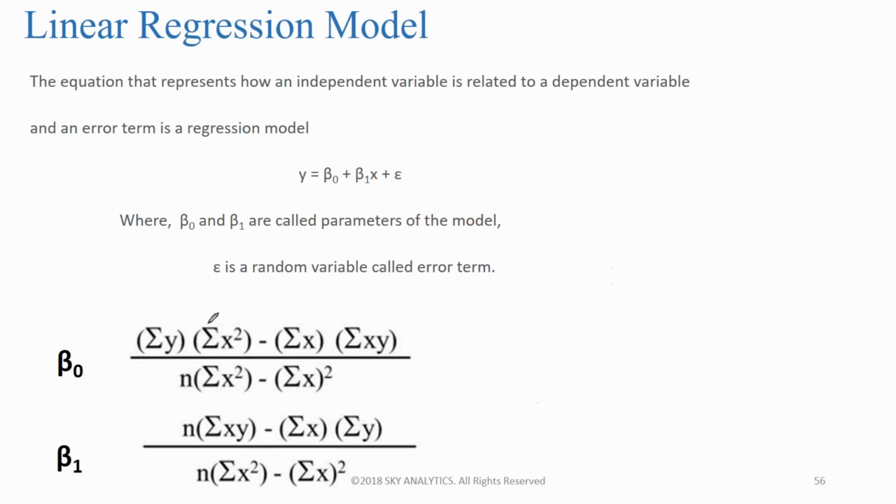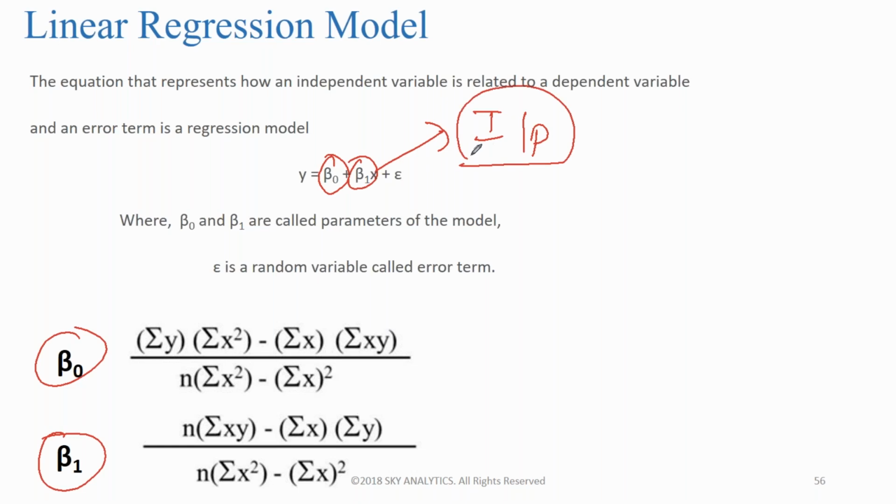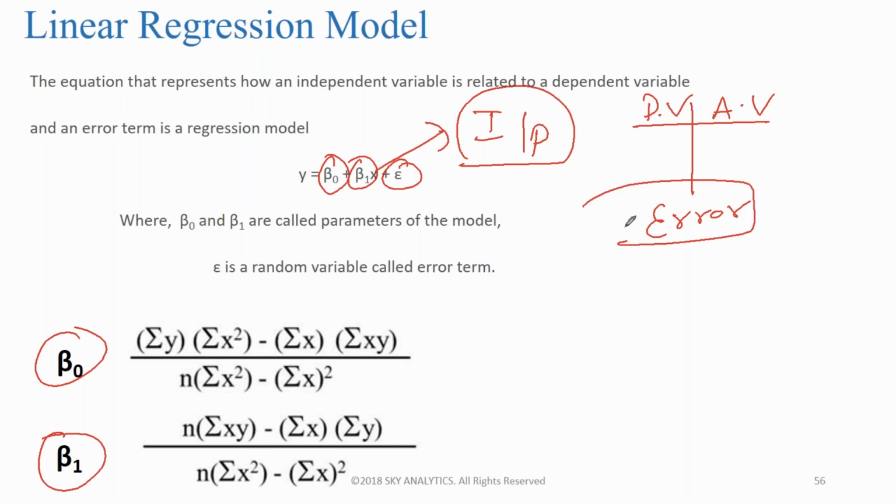Now, if you want to calculate this beta naught, this is the formula. This beta 1, this is the formula. And x is your input variable, whatever input you are passing. And this epsilon is, once you have an actual value and you predict something, the difference between these two, which is called your error term.